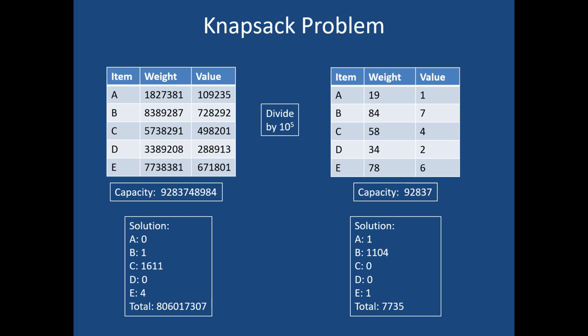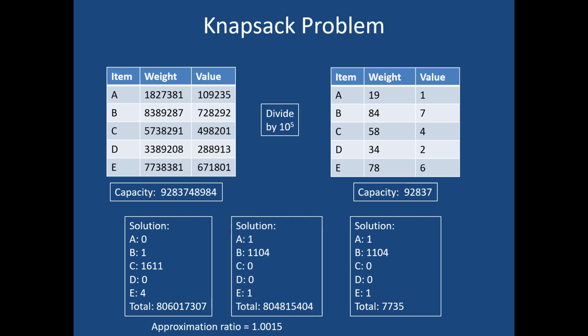This one got us to a total value of that. Yeah. Just multiply the solution back by the number you divided it. Right. So what we're going to do is take one of those A's, so we'll compute the value. This number is computed by taking 1 times 19 and 4 times 84. Let's compute a number by multiplying 1 by 1827381 and that number by B up there. It's just turning it back into this solution. And if you do that, you get that. So the exact solution was 806,017,307.